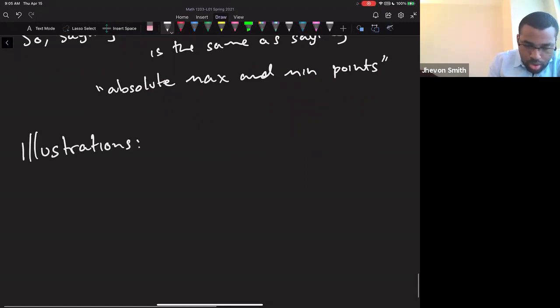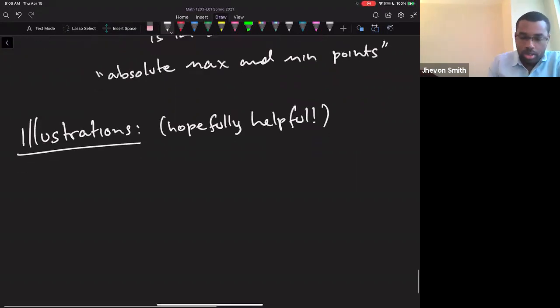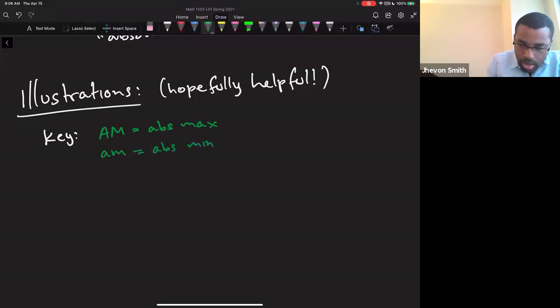Illustrations, hopefully helpful, to tell the difference between the two. We are going to have a key here. AM is going to be short for absolute max. Little am, short for absolute min. We're going to have LM, short for local max. And little lm, short for local min.